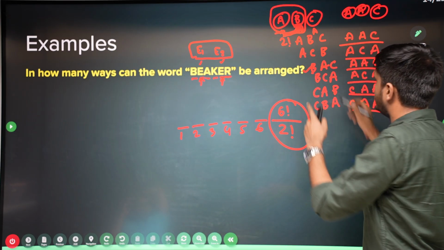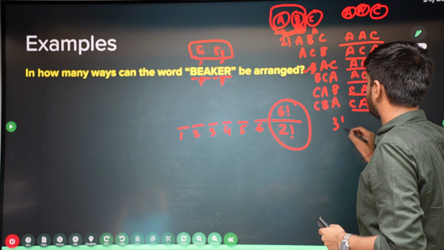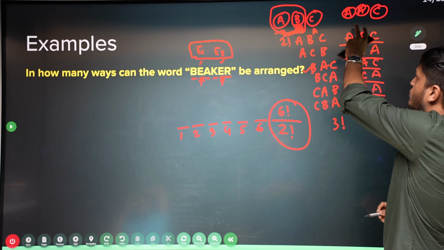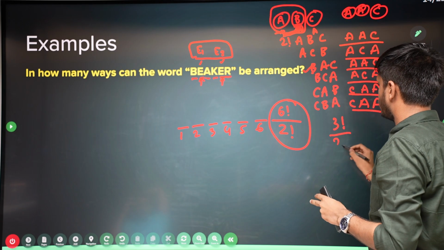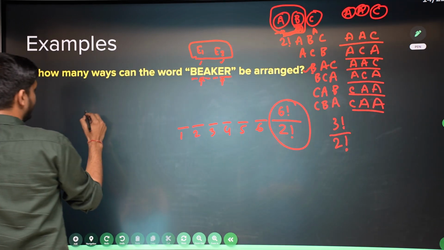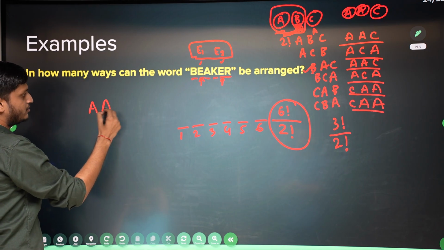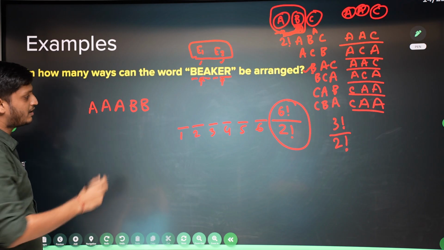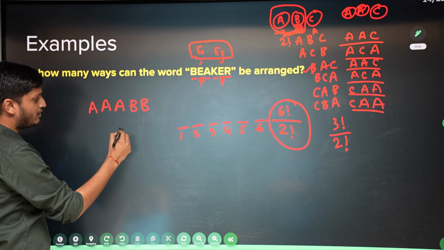Similarly here, the actual number of ways was 3 factorial. But the number of ways in which we can arrange the A's among themselves when we have two A's is 2 factorial. So we have to divide by 2 factorial. So if I take a more complicated example, consider all of them different, then you will have 5 factorial ways.